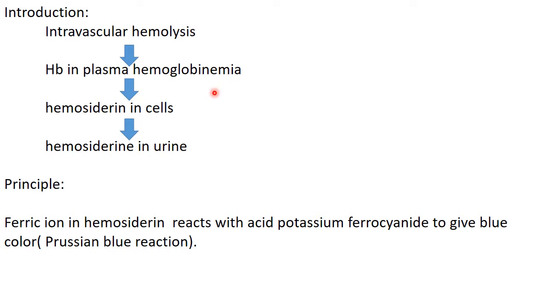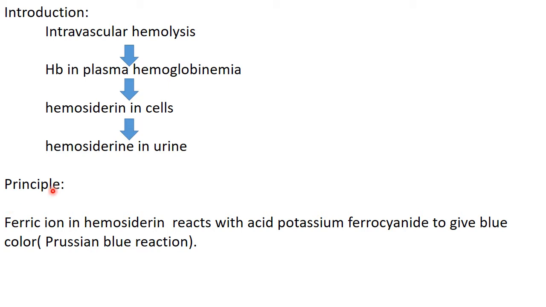Some of the filtered hemoglobin is reabsorbed by the renal tubular cells and converted into hemosiderins in the cytoplasm of these cells. When these tubular cells are shed into the urine, they can be stained to demonstrate the presence or absence of the hemosiderin. This is the mechanism how hemosiderin is formed in the urine.